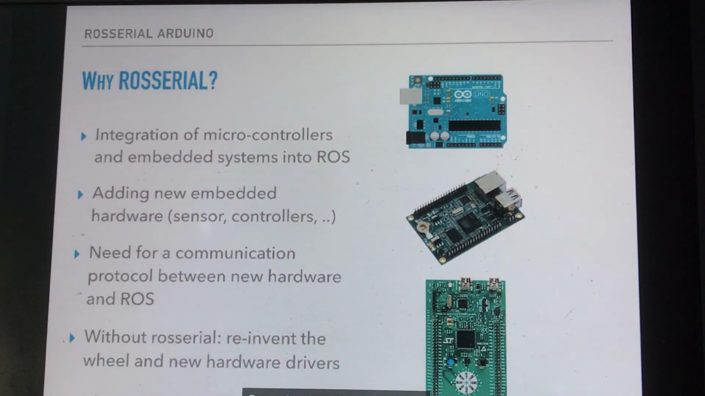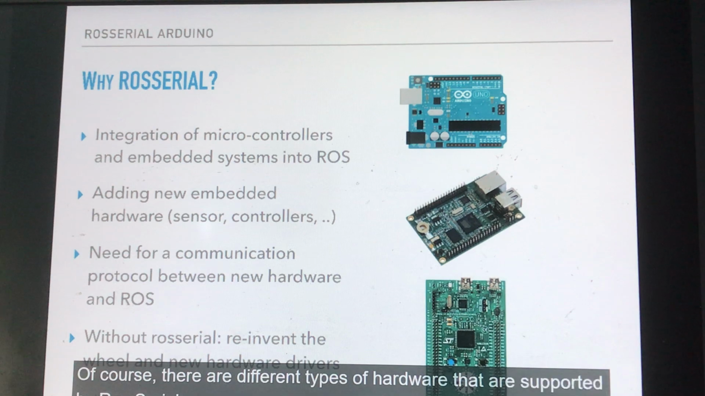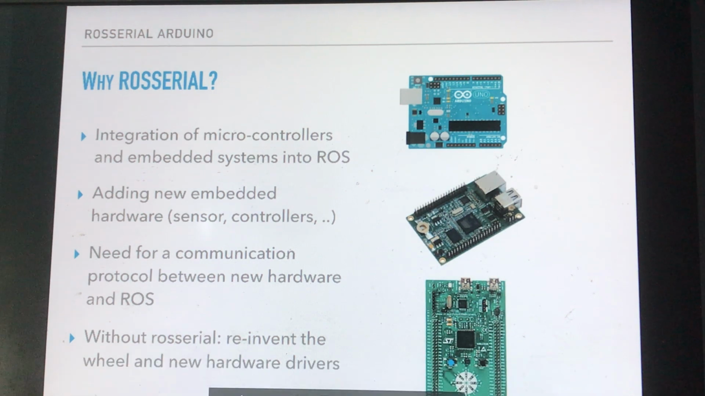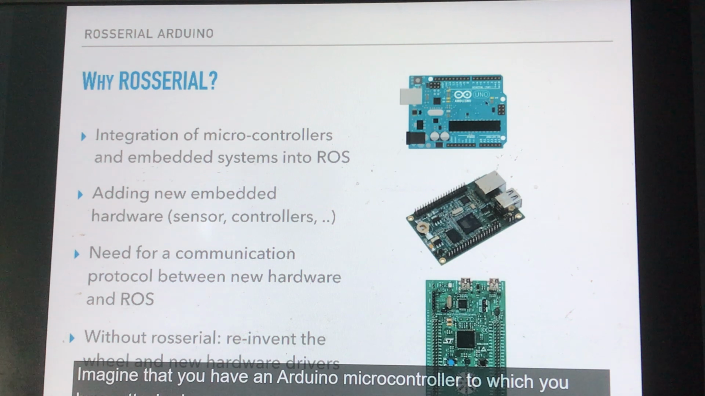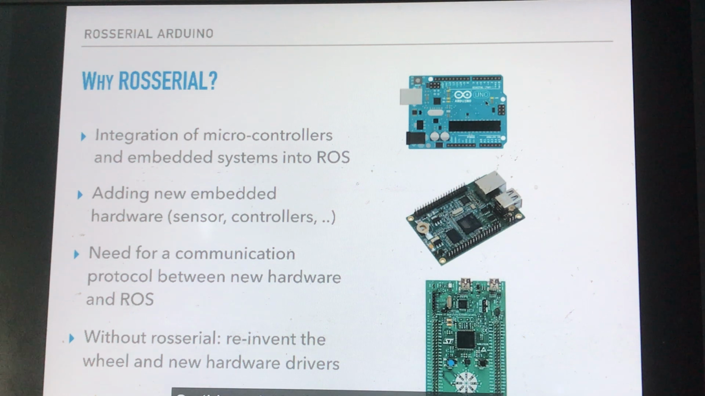So what is ROS serial? It is basically a protocol that was designed in order to communicate between ROS and a new hardware. Of course, there are different types of hardware that are supported by ROS serial. I'm going to present them, but basically it allows the integration of microcontrollers and embedded systems with ROS. For example, imagine that you have an Arduino microcontroller to which you have attached some sensors, and you would like to access the sensor information or the sensor data coming through the Arduino microcontroller. So ROS serial in this case can play a role.